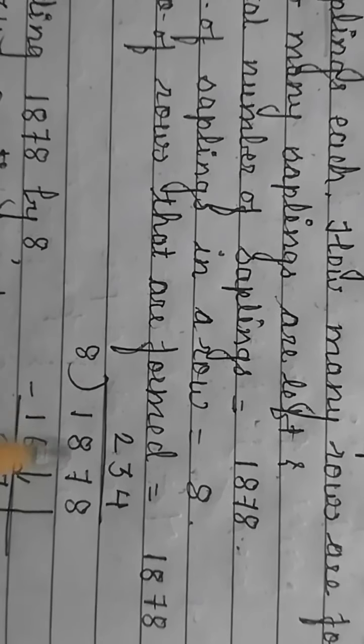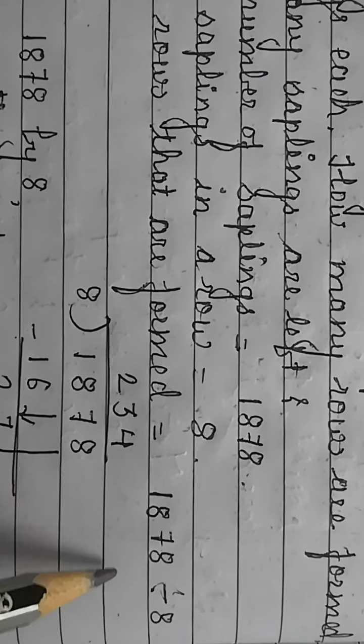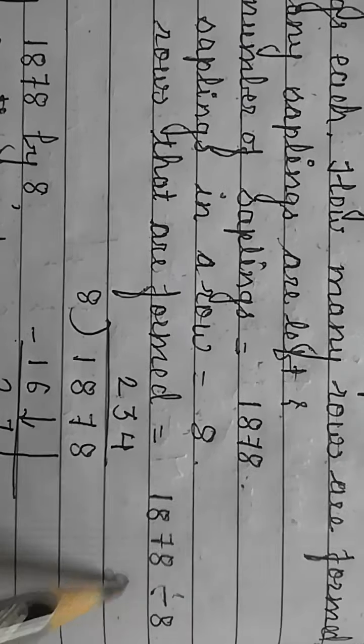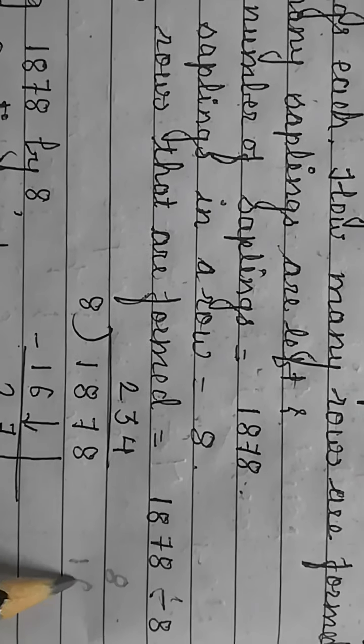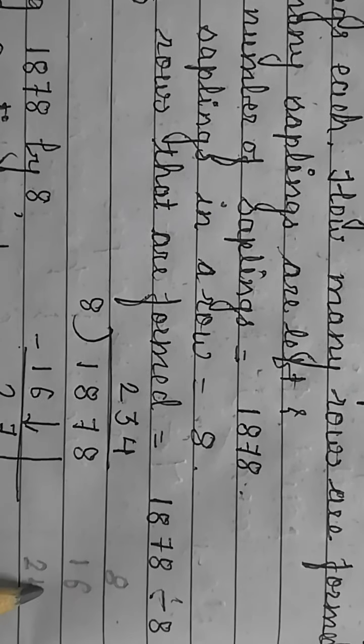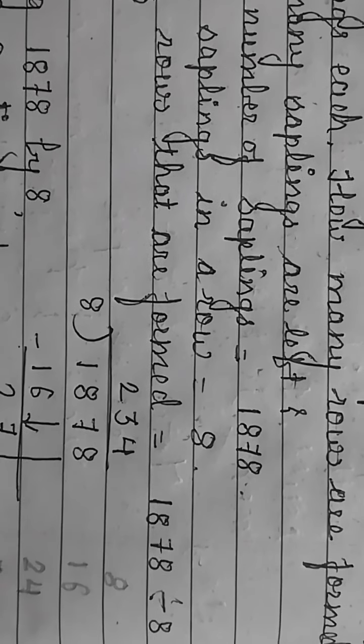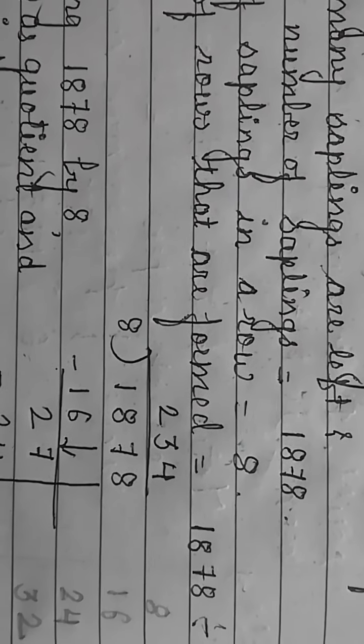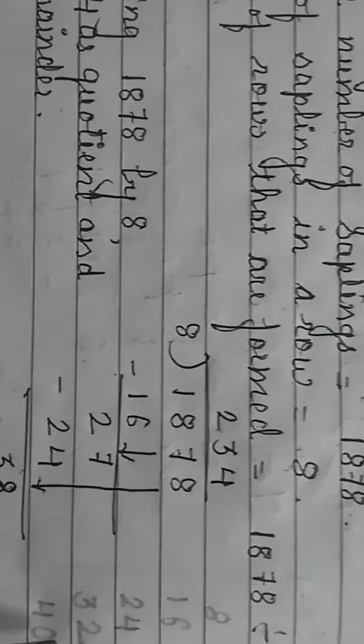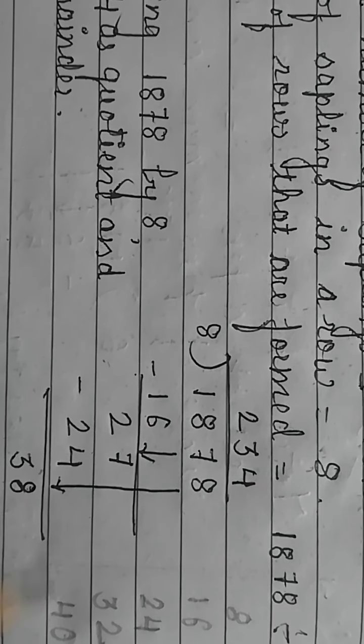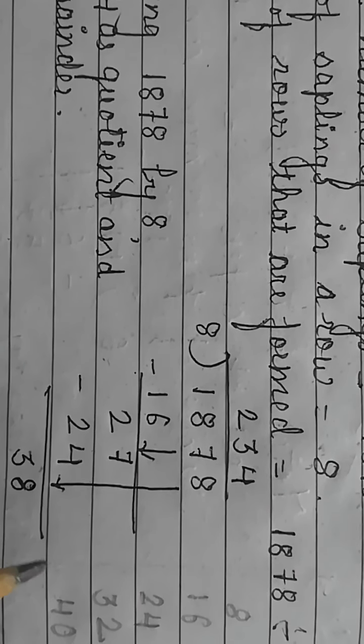1878 divided by 8. We will write the table of 8 first. 8 ones are 8. 8 twos are 16. 8 threes are 24. 8 fours are 32. And 8 fives are 40. Till 5 we will write, and if we need, we will extend it afterwards.